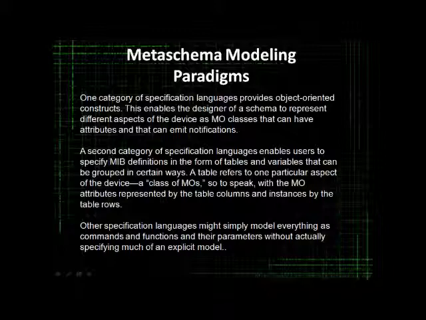The second category of specification languages enables users to specify MIB definitions in the form of tables and variables that can be grouped in certain ways. A table refers to one particular aspect of the device, a class of MOs, so to speak, with the MO attributes represented by the table columns and instances by the table rows. Other specification languages might simply model everything as commands and functions and their parameters without actually specifying much of an explicit model.